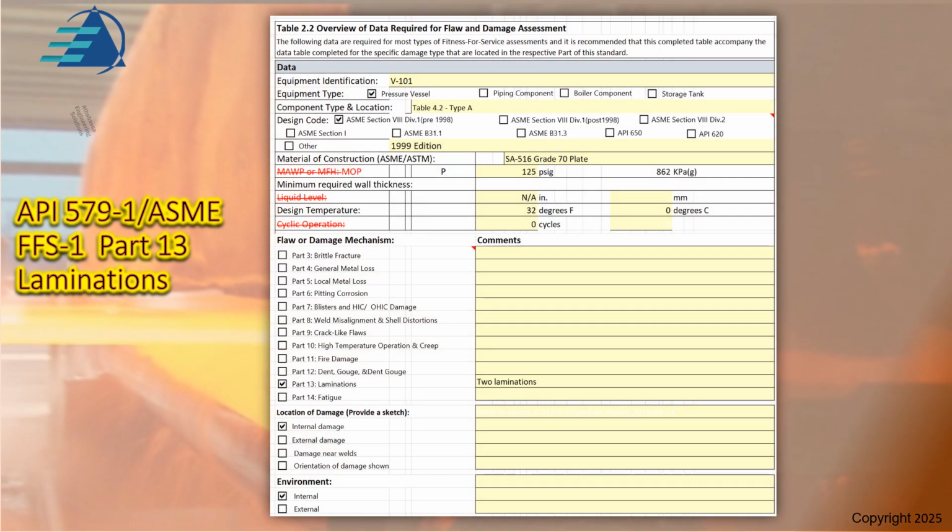Like always, we go back to part 2, look at table 2 and do an overview of the flaw and damage assessments. And so the design is shown here. It's pre-1999. We have the tag number, and all this would be found in the assessment. It should be organized. The pressures are indicated.